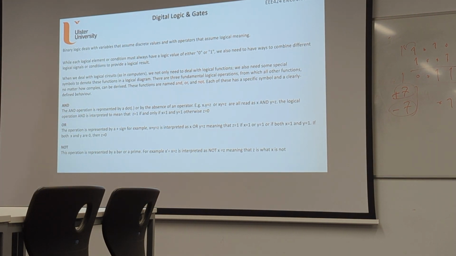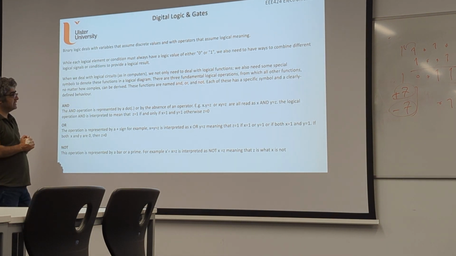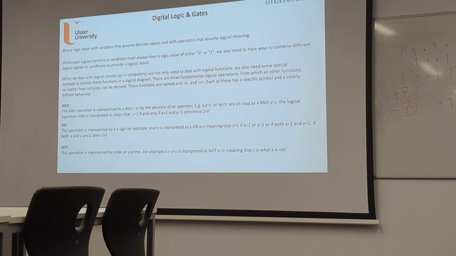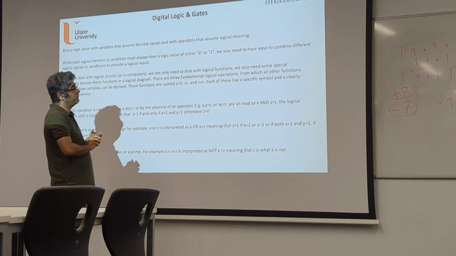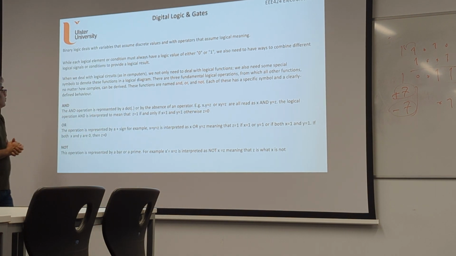Then we also need to have ways to combine different logic signals or conditions to provide a logical result. When we deal with logical circuits in computers, we always have logic circuits, digital circuits. We not only need to deal with logical functions, but also need some special symbols to denote these functions in a logical diagram. There are three fundamental logic operations. They are very, very important, from which all other functions, no matter how complex, can be derived.